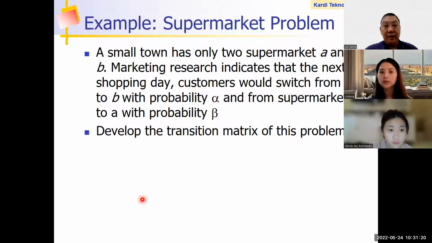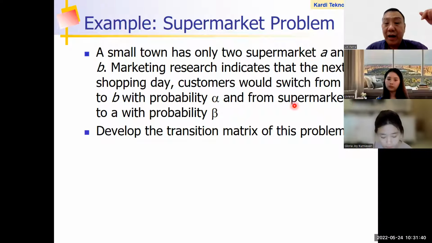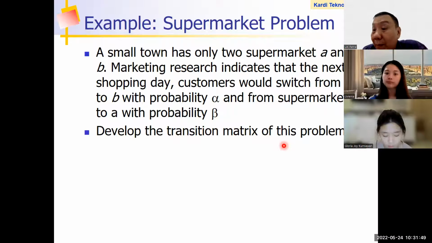Now, this is an example. A small town has only two supermarkets, A and B. The marketing research indicates that on the next shopping day, a number of customers will switch from A to B with probability alpha, and from supermarket B to A with probability beta. Can you create the transition matrix of this problem?